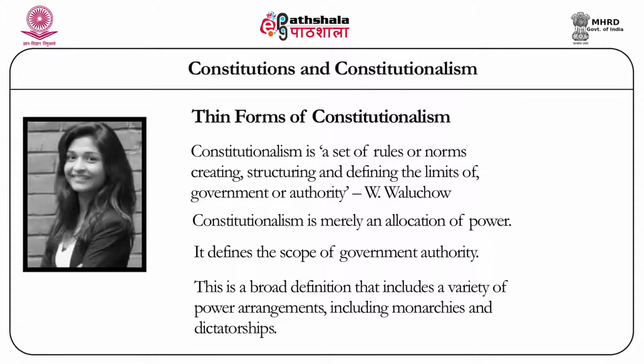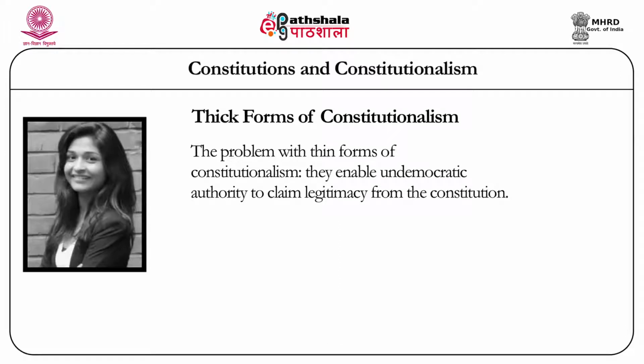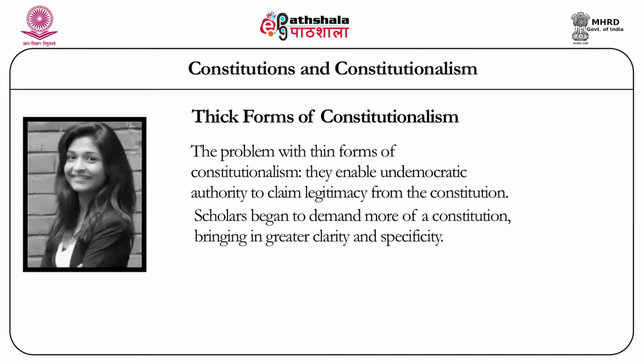And it is because of this broad definition that some scholars began to identify problems with thin forms of constitutionalism, because they enable undemocratic authority to claim legitimacy from the Constitution. So as long as, for example, the power of a dictator is derived from some constitutional text, it would be a legitimate exercise of power, even if it is undemocratic. So it was at this point that scholars began to realize that constitutionalism should perhaps mean something more. And so they tried to confer upon this term greater clarity and specificity.